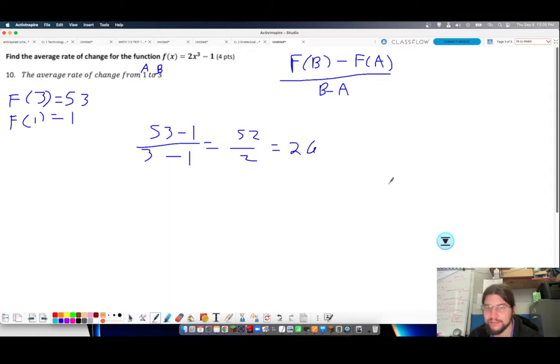And that's 26, the answer. That's the average rate of change. Should I just box it or should I put 26 equals average rate of change?